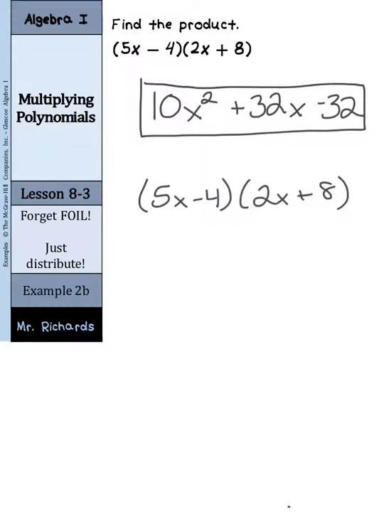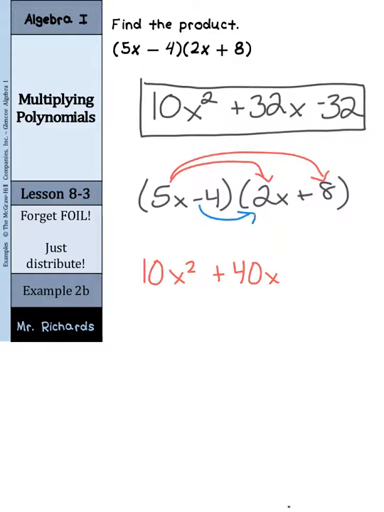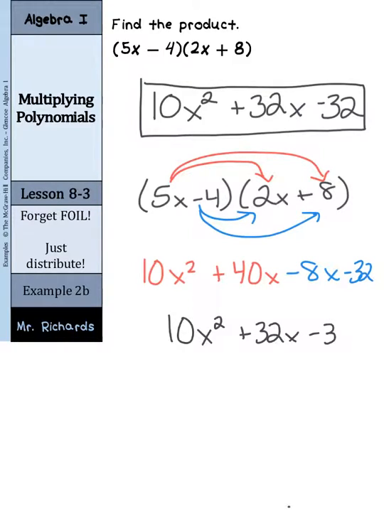Anyways, as we distribute here, we're going to take this 5x times the 2x to be 10x squared. 5x times the 8 gets me a positive 40x. And then as I distribute the second term, negative 4 times 2x is a negative 8x. And negative 4 times a positive 8 is a negative 32. So as I finish this answer, we combine those terms in the middle. We're left with the 10x squared plus 32x minus 32.